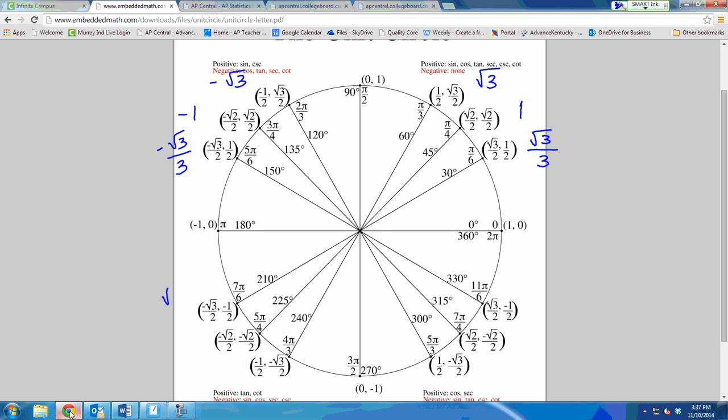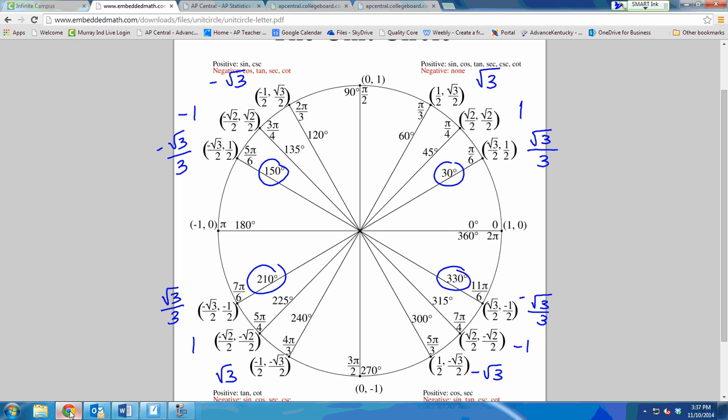Tangent is already a fraction, like the identity for sum and difference. So if at all possible, you may want to avoid using angles that have the square root of 3 over 3, because then you're going to have a fraction in the numerator, a fraction in the denominator, and it just gets a little bit more messy. If you can avoid these angles when you're doing tangent, it'll probably save you some time.